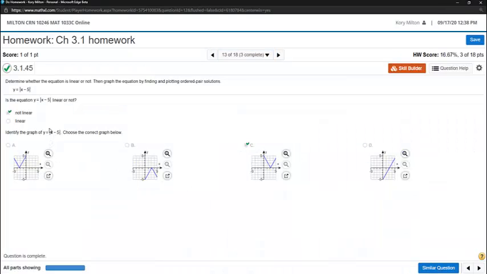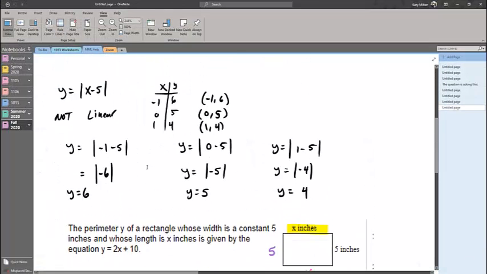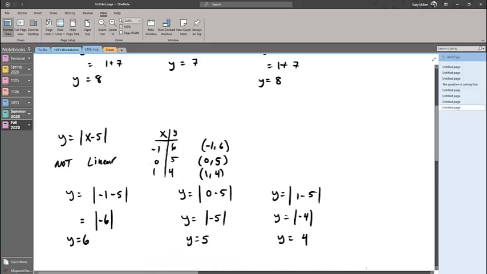Alright, number 13, real similar. It's not linear because it's absolute value. Absolute value creates a V shape. It looks like a V when you graph it. So here are the points that I found for our absolute value. I use -1, 0, and 1, so I plug them in. You can pause the video and see how I plug them in. And we get our points -1, 6, 0, 5, and 1, 4.